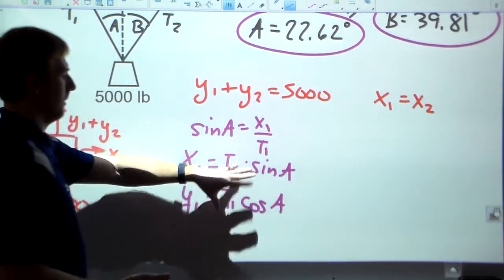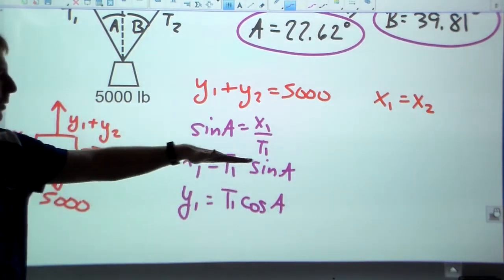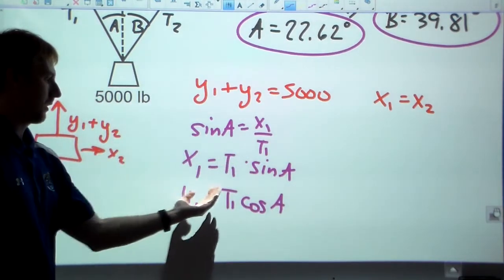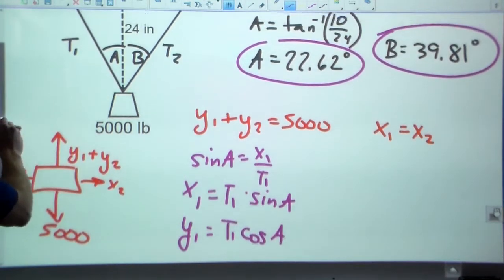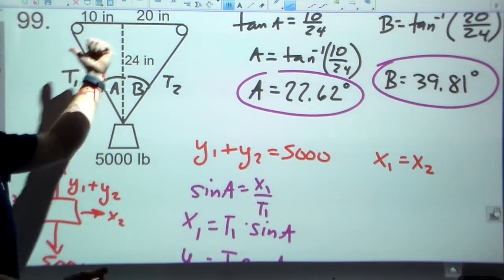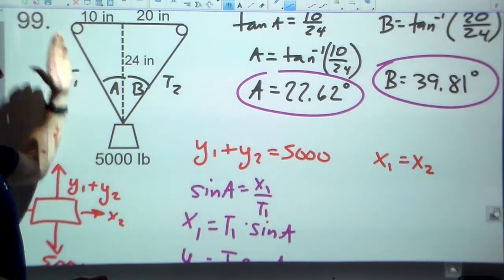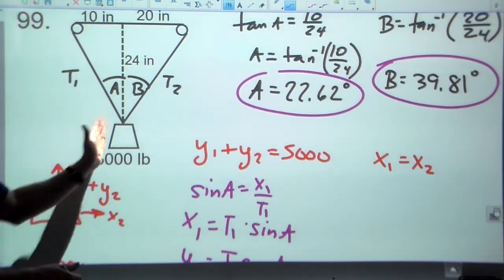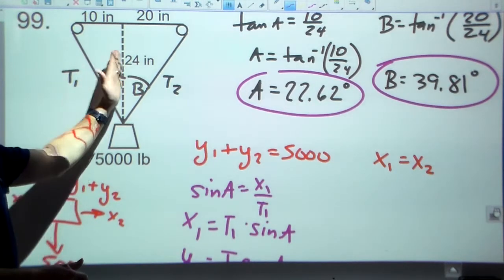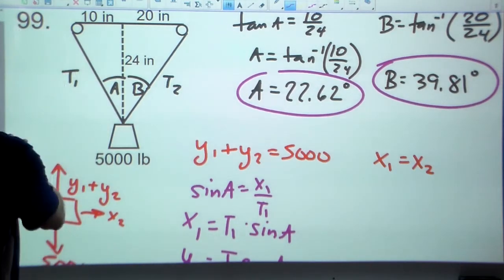And again, these are normally the other way around. Cosine is usually a horizontal direction. Sine is usually with the vertical. But because of the way the angle's working out, my horizontal component relative to the angle is opposite, so that's a sine value. The vertical component is adjacent to the angle, so that's going to be a cosine.